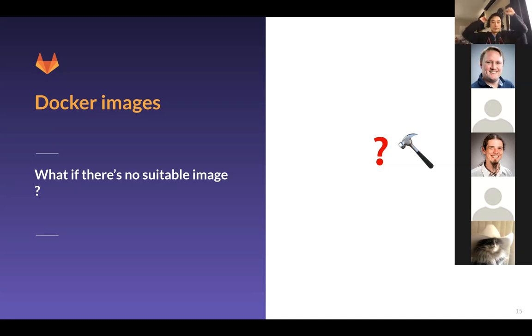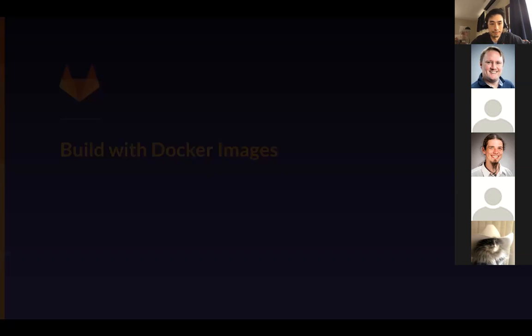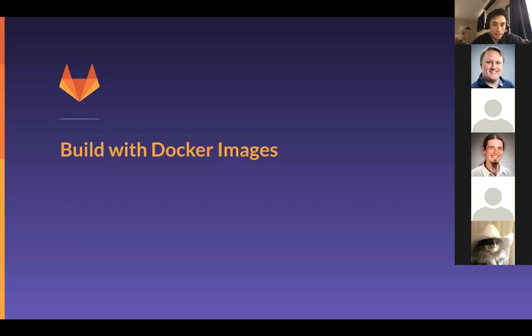Now, what if there's no suitable image? For example, you want an image that has OpenJDK and Golang as well. And so what do you do? You can't find anyone that has provided that, or you can't find a recent enough image. You can make your own, basically.